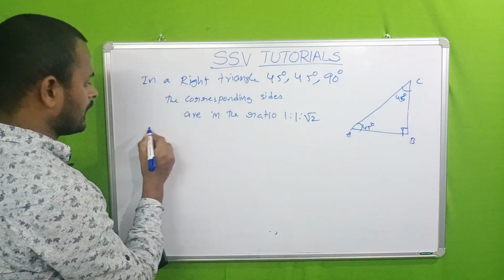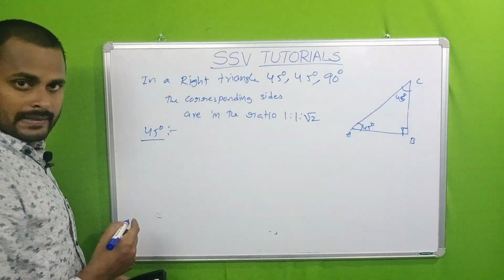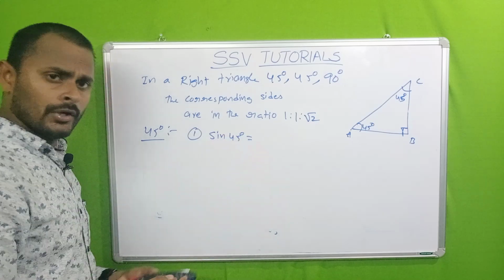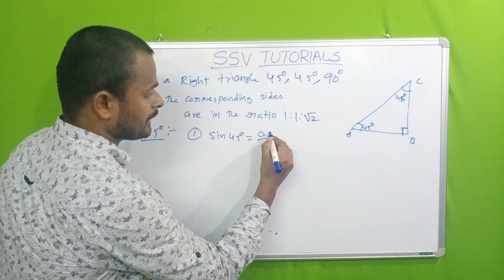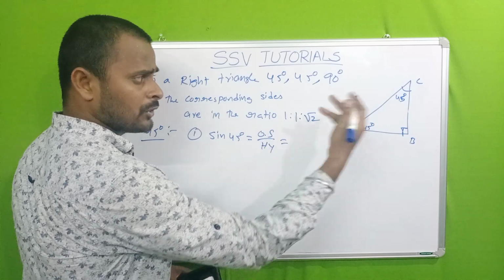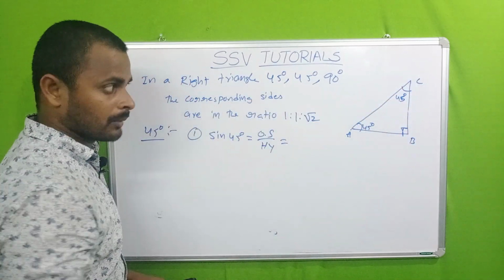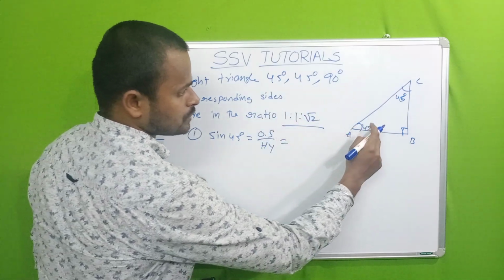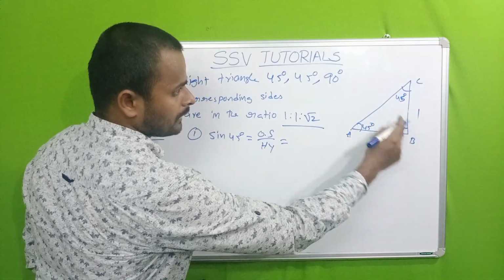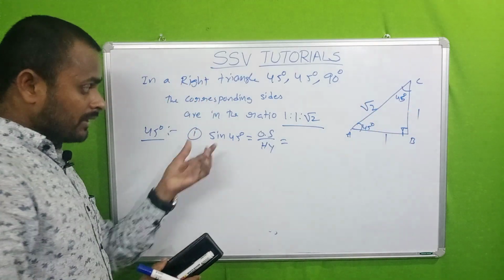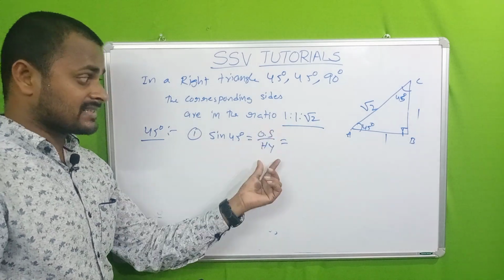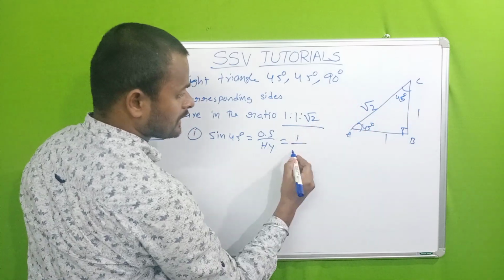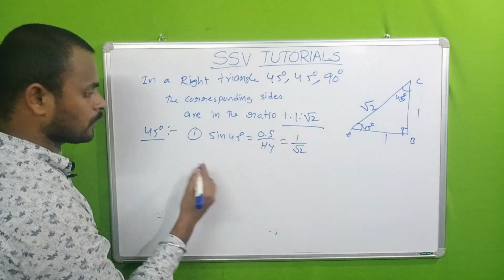Now we are identifying the values for 45 degrees. First, sine 45 degrees. You know the sine formula: opposite side by hypotenuse. For example, you take any angle, this 45 or this 45, no problem. The sides are 1 for 45, 1 for 45, and root 2 for 90. So sine 45 is equal to opposite side by hypotenuse. The opposite side to 45 is 1 and the hypotenuse is root 2. So sine 45 is equal to 1 by root 2.